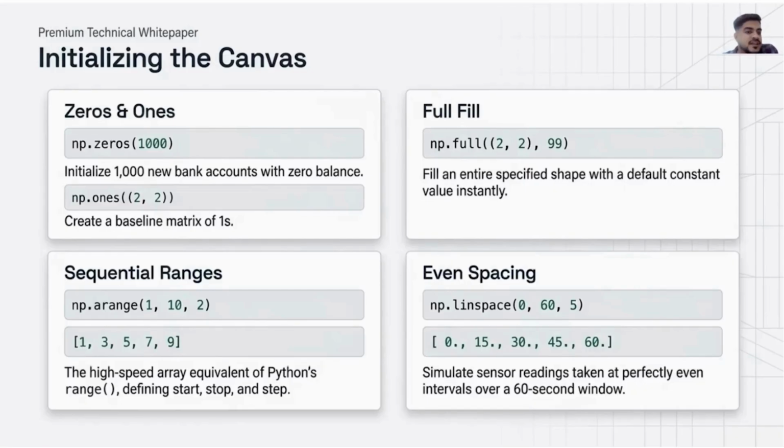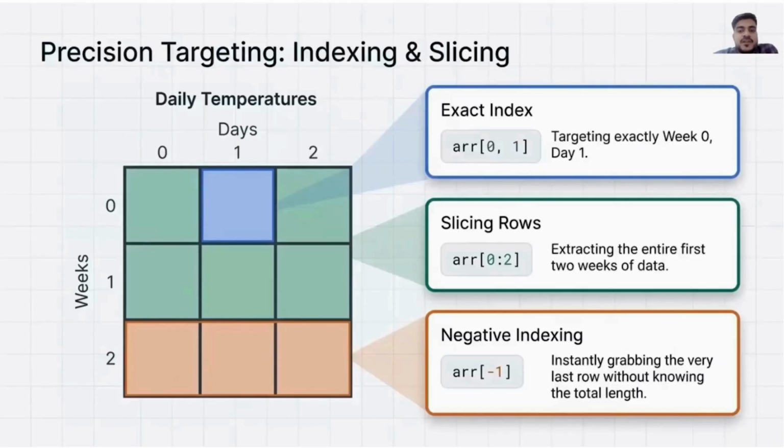And now moving towards the next slide, where we learn about the indexing and slicing part, precision targeting. Once our data is loaded, you need to extract specific insight using indexing and slicing. Exact indexing lets you target a specific coordinate, like querying exactly week 0, day 1. Slicing lets you carve out chunks, like extracting the entire first 2 weeks of the data at once. And negative indexing lets you instantly grab the very last row of your data without needing to calculate the total length of an array.